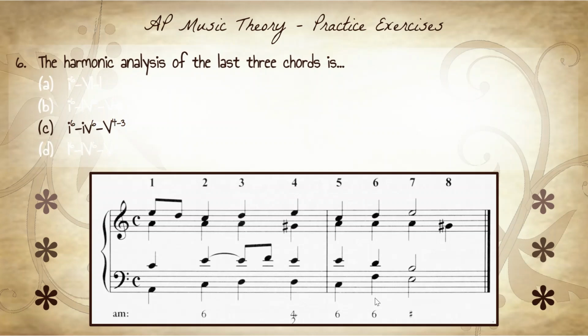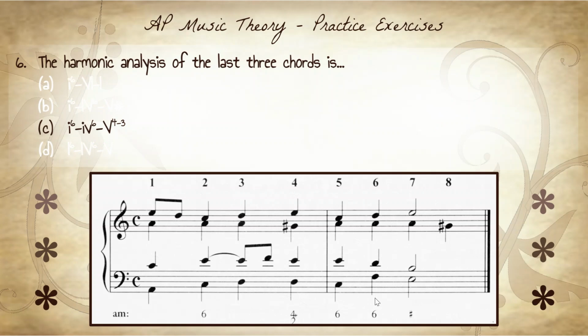Correct answer is C. The correct harmonic analysis is the minor tonic in first inversion to the minor subdominant in first inversion to the dominant seventh chord 4-3. I think it might be a seventh chord. I'm actually not sure because it does not say 4-3. It might just be a regular one. Let's look at that a little later on.